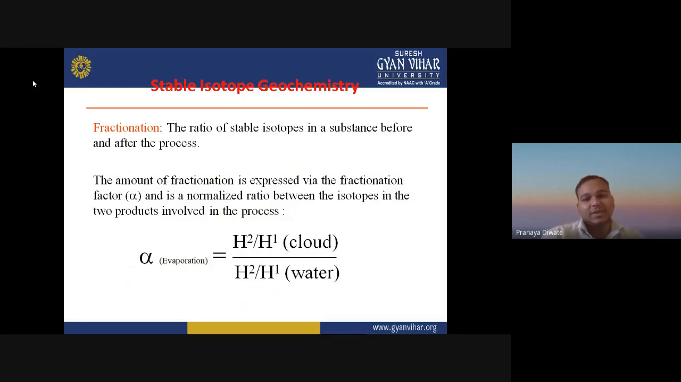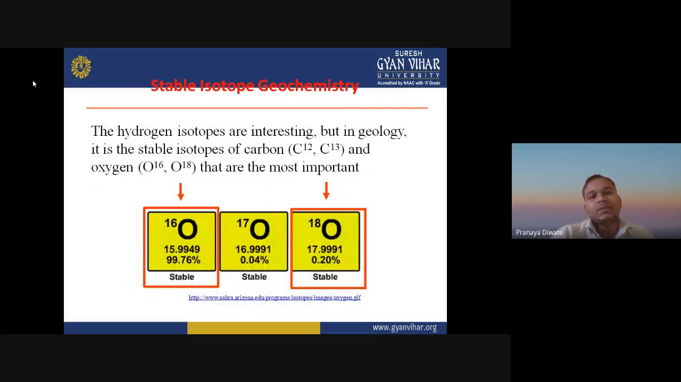The amount of fractionation is expressed via the fractionation factor, a normalized ratio between the isotopes in the two products involved in the process. This is how you can have fractionation at the surface. Then you have stable isotope geochemistry.